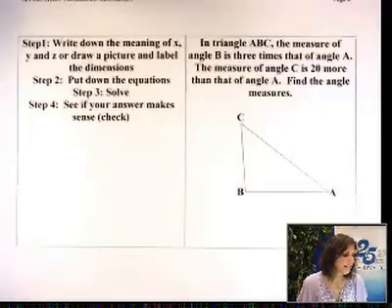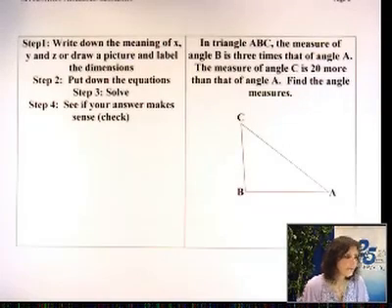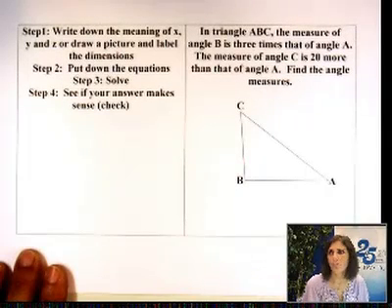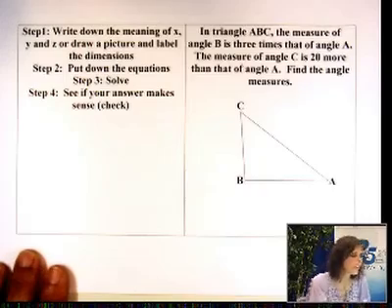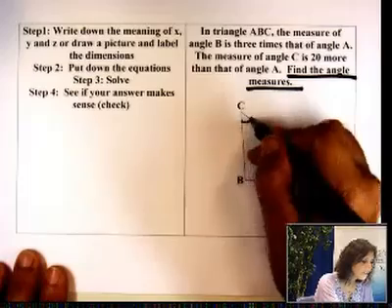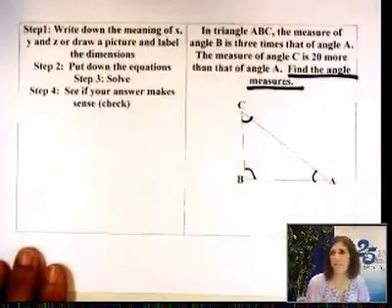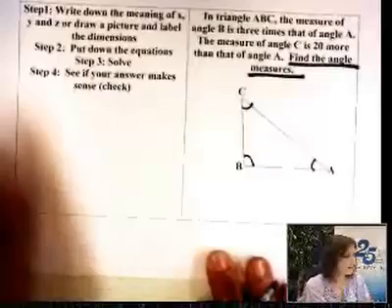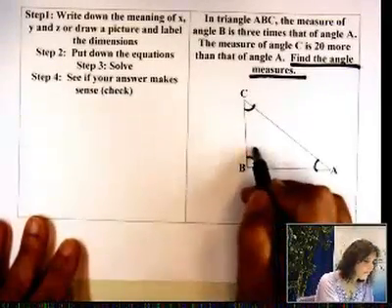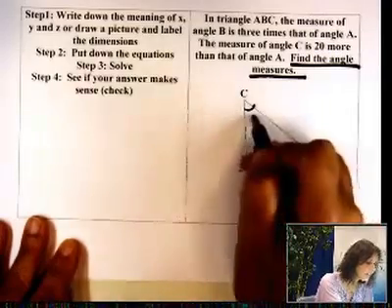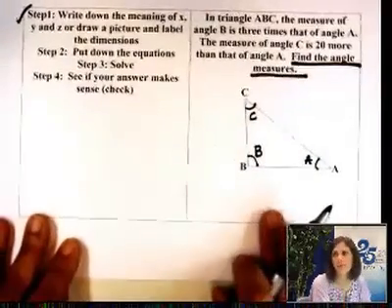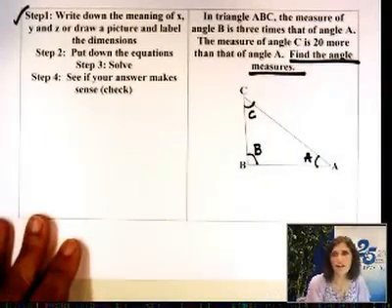In triangle ABC, the measure of angle B is 3 times that of angle A. The measure of angle C is 20 more than that of angle A. Find the angle measures. The question gives away what we are looking for: angles C, B, and A. What are my equations? Write down the meaning of x, y, and z. In this case, I'm going to call them angle B, angle A, and angle C. So I labeled it, I drew a picture, and this is all good.